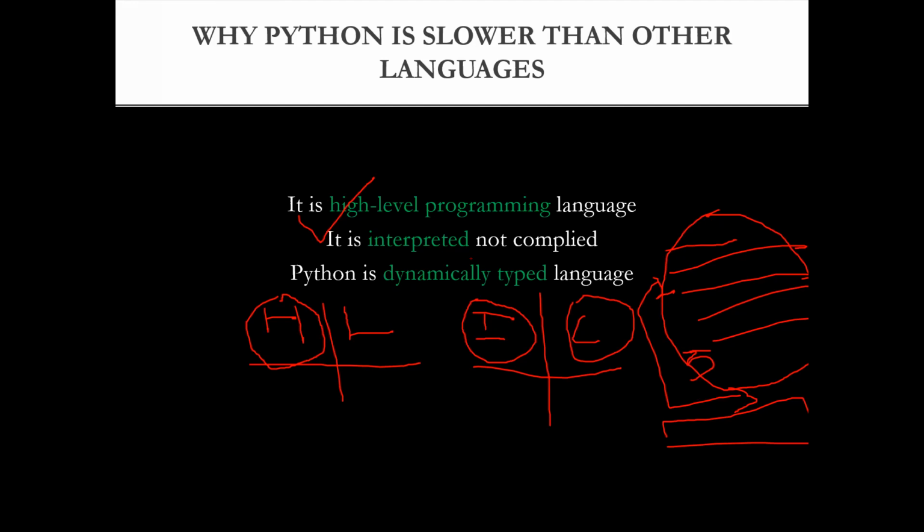Because in the case of an interpreted language, as and when it sees an error, it will come out of the loop, and until we rectify it, it will not execute the rest of the lines. So this is an extra overhead for us. So that is another factor why Python is slower than other languages. The third reason being, Python is a dynamically typed language.